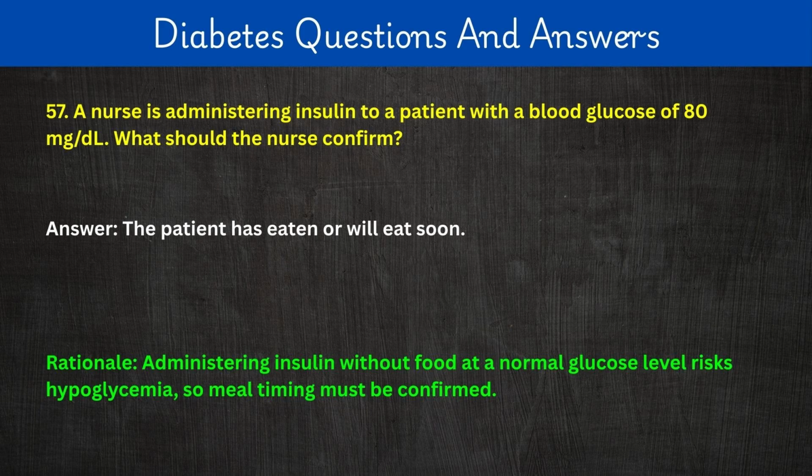57. A nurse is administering insulin to a patient with a blood glucose of 80 milligrams per deciliter. What should the nurse confirm? Answer: the patient has eaten or will eat soon. Rationale: administering insulin without food at a normal glucose level risks hypoglycemia, so meal timing must be confirmed.